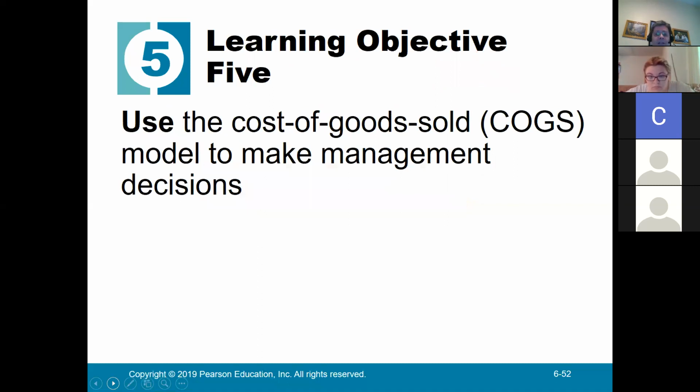All right. Let's see. The cost of goods sold model. Oh, let me check the chat here. Question was, turnover goes up and days in inventory goes down. They move in opposite directions. So if your turnover went down, your days in inventory would go up. They always move opposite of each other. Okay.